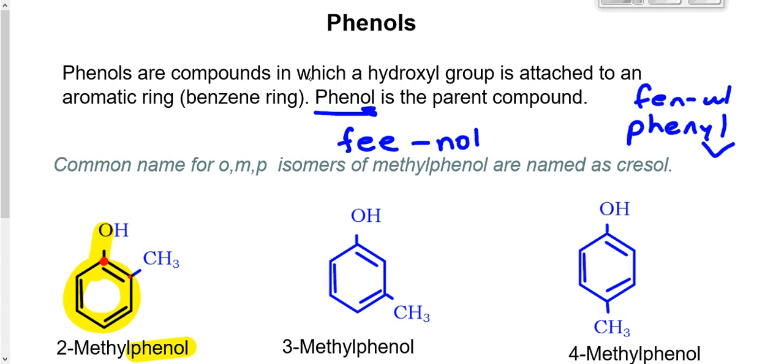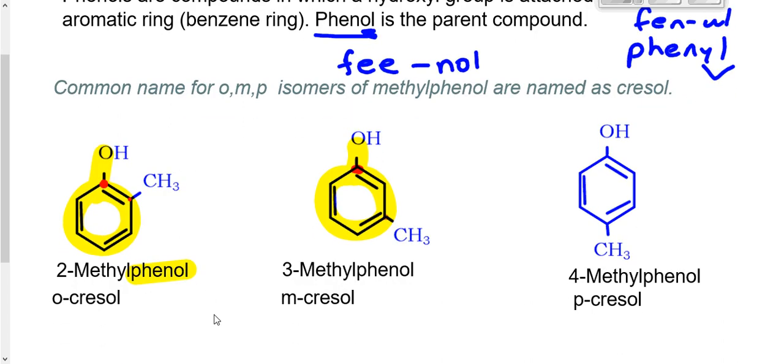On the next example, again, this is phenol with the carbon holding the hydroxide getting the lowest number. The methyl gets the next lowest number, which is 3, 3-methylphenol. And in the last example, 4-methylphenol. Because there are only 2 branches, we could also use the ortho, meta, and para. We could call it ortho-methylphenol, meta-methylphenol, or para-methylphenol.